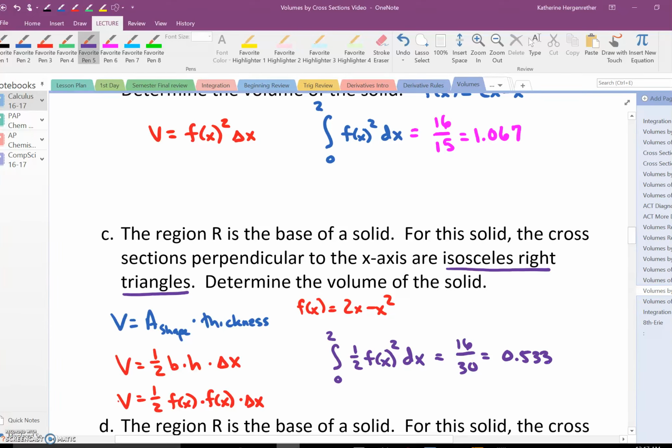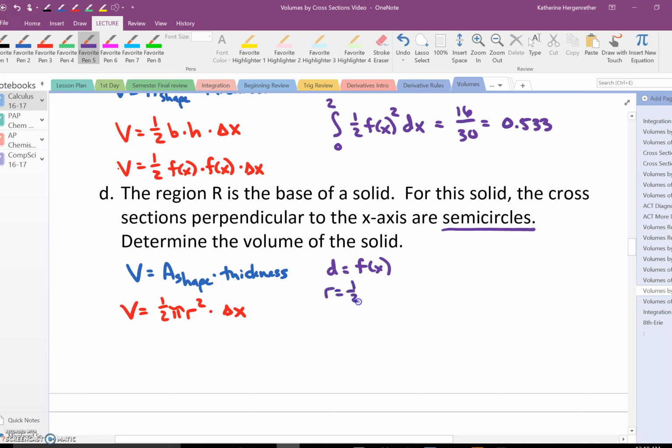So the base of this would be the diameter of the semicircle, which is f of x. So if we went in here and did our area of the shape times our thickness, the area of a semicircle is 1/2 pi r squared, and our thickness is going to be delta x. Well, back from our drawing, we see that our diameter of our semicircle is f of x. So that must mean our radius is half of the f of x. So when we plug that in over here, we'd have 1/2 pi and then 1/2 f of x squared and delta x.